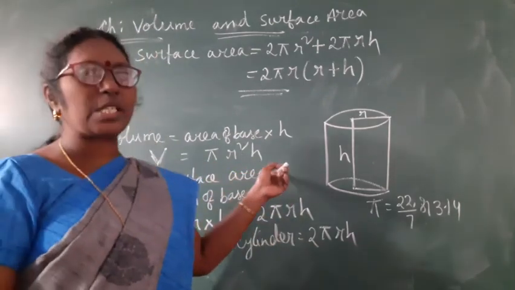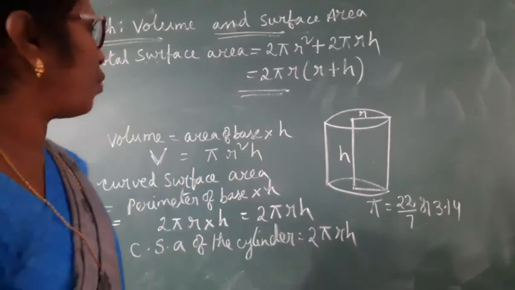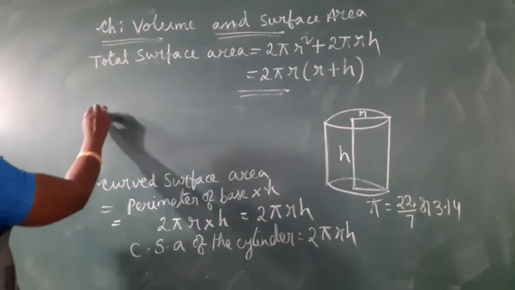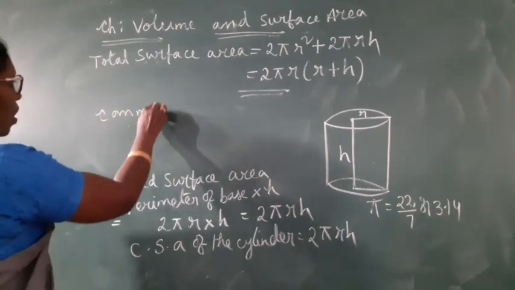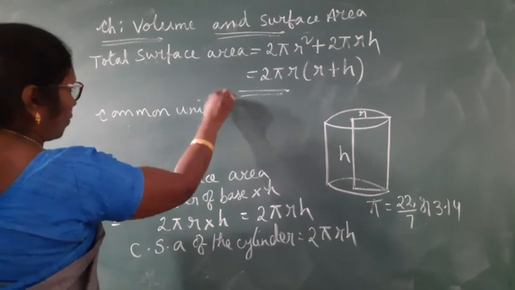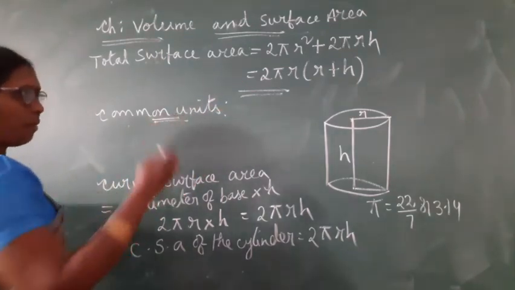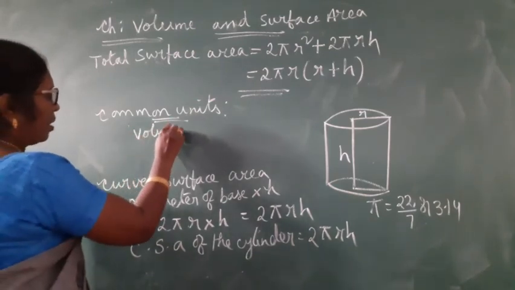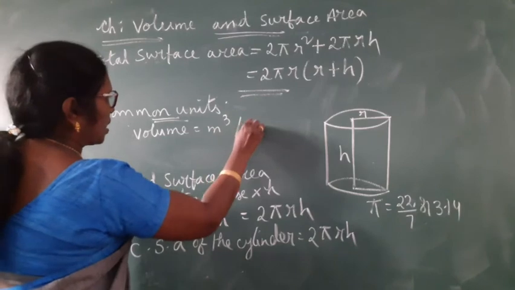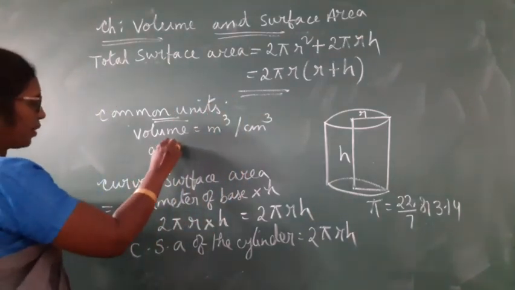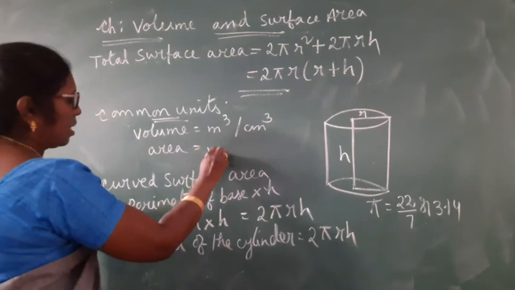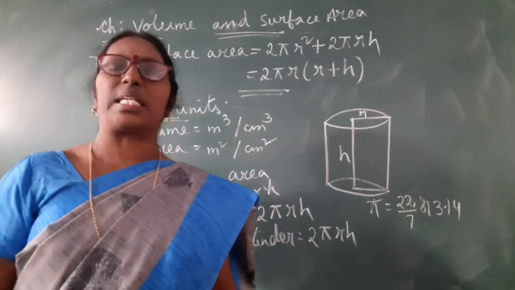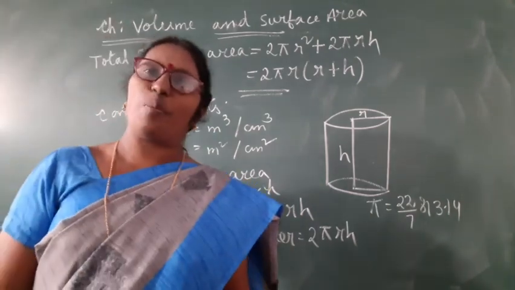Okay, and it is needless to tell you that the common units of volume are meter cube or cm cube, and the common units of area are meter square or cm square, because you have already done this for the cuboid and cube. The common units of volume are meter cube or cm cube, and the common units of area, that means surface area, are meter square or cm square. We may have kilometer square, millimeter square and so on, but these are the common units.